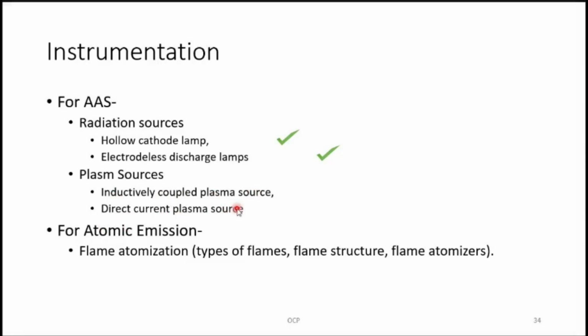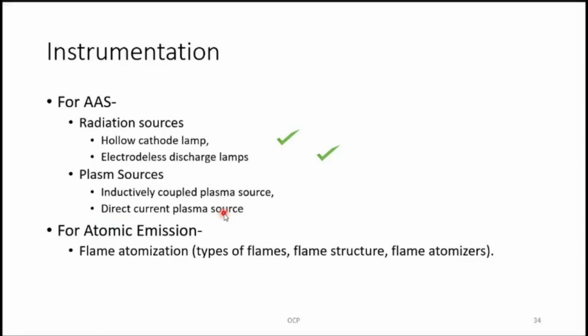In inductively coupled plasma source, the energy is provided to the gas to form plasma in the form of an induced field. Tesla coils are used. Very interesting to see. Then there is the other type, called direct current plasma source, in which the energy is provided initially to generate plasma in the form of current, specifically direct current.